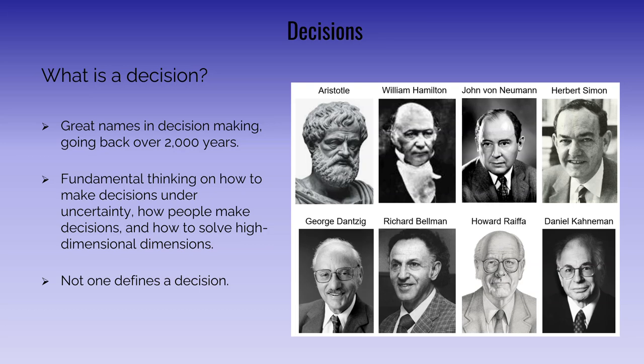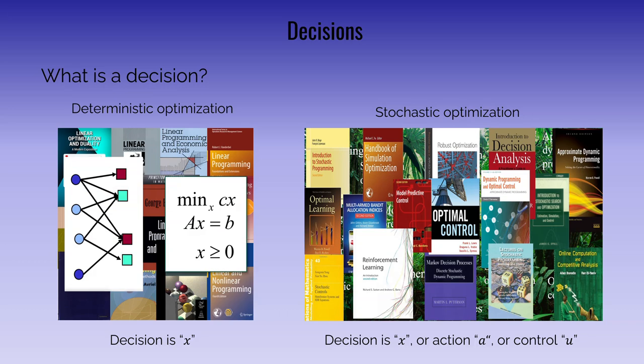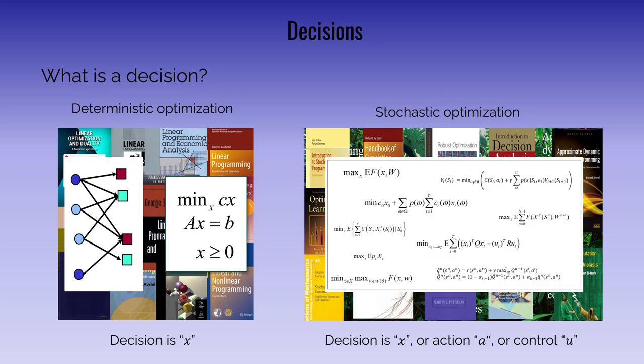I couldn't find any evidence of any of these people actually defining what a decision is. Now, you can go into these technical books, deterministic optimization. Everybody speaks the language of x. x is the decision. On the right-hand side, in stochastic optimization, you have all this uncertainty, very complicated math, but the decisions always come in 3 flavors. It's either x or action a or control u. In other words, it's always a variable name. They don't actually say in English, but what is a decision?